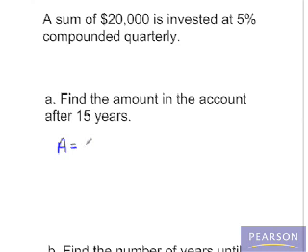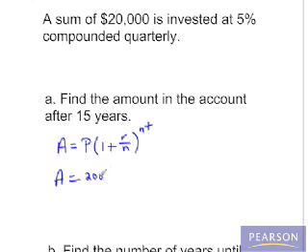We know that the amount A equals principal times 1 plus interest rate r over the number of times compounded per year n, raised to the nt power. So find the amount A when principal, $20,000, is invested at an interest rate of 5%. We'll change that to 0.05. n would be 4 since we're compounding quarterly, raised to the 4t, 4 times 15. n is 4, t is 15 years.